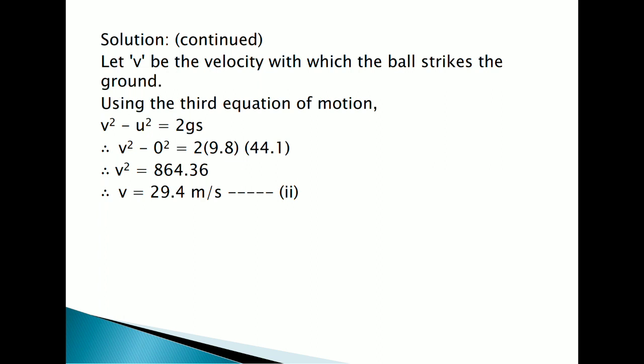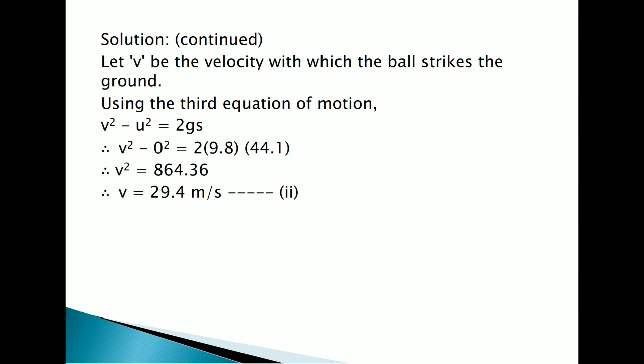2 into g के जगह 9.8 लेना है, और distance travel इसके पहले we have already calculated, that is 44.1. So after calculating, we'll be getting 864.36. Okay, that is the value of v square.